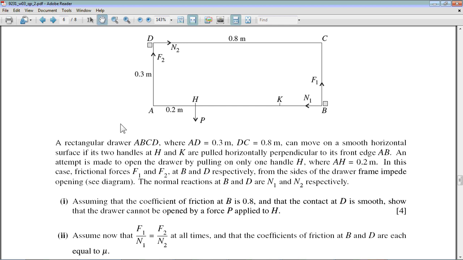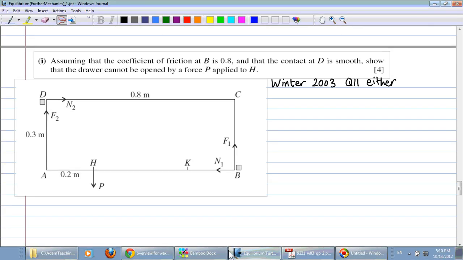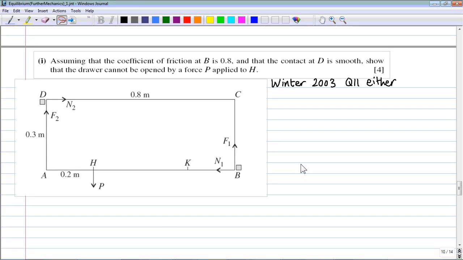Now I'm going to shift over to my notes where I've copied the question already. Yeah, there it is. Assuming that the coefficient of friction at B is 0.8 and D is smooth, show the drawer cannot be opened. Okay, so let's attack this first part. Let me mark really clearly: there's D and there's B. These are the most important points on the diagram.